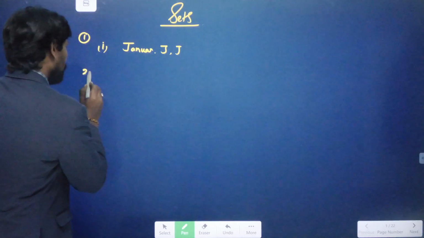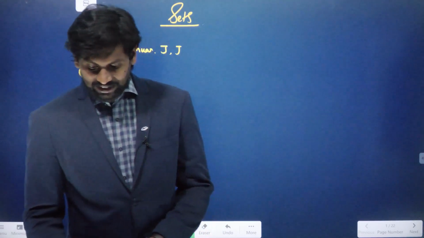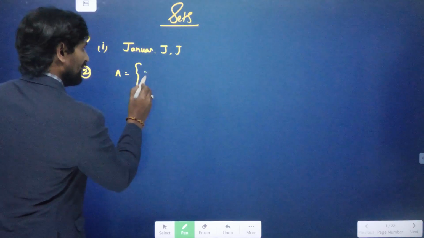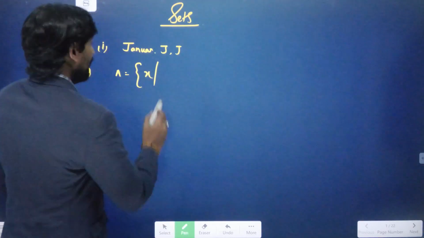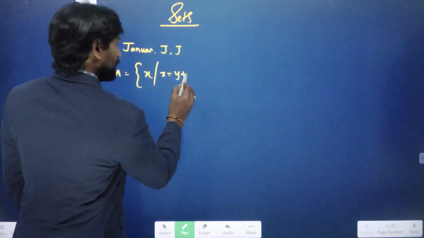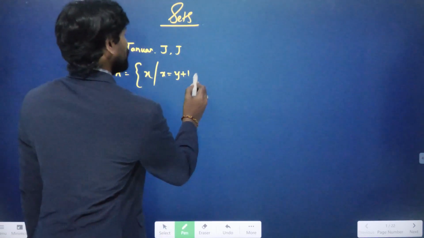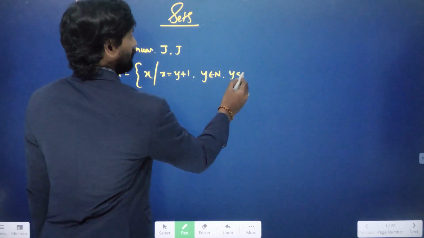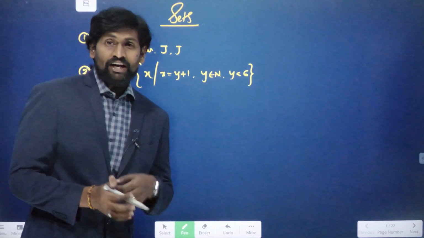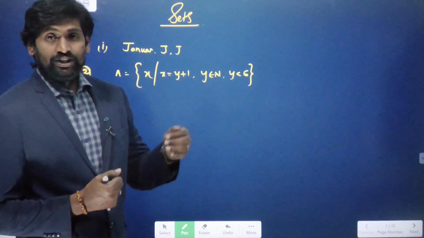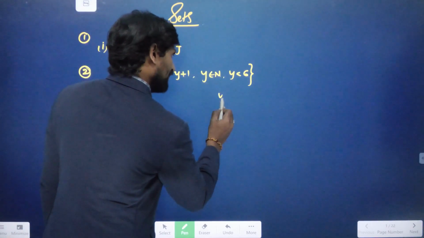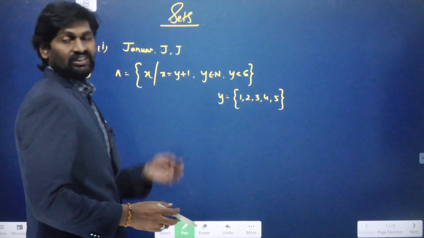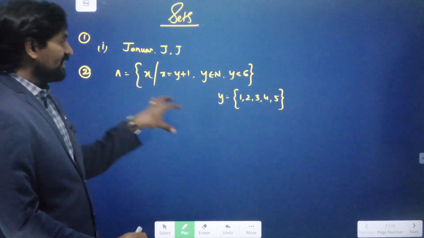Let us go through the second problem. A is a set of X such that X is in the form of Y plus 1 and Y belongs to the set of natural numbers and Y less than 6. So when you want to take the Y value, we have to take it from the set of natural numbers, and that too less than 6. So Y can be 1, 2, 3, 4, 5, the first 5 natural numbers which are less than 6.